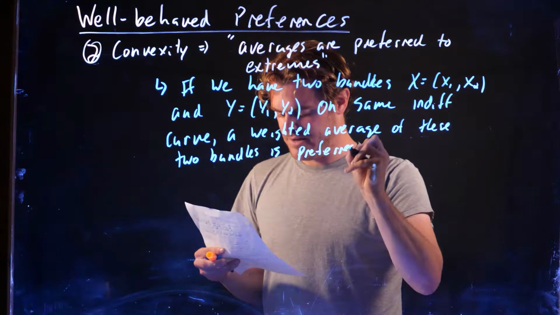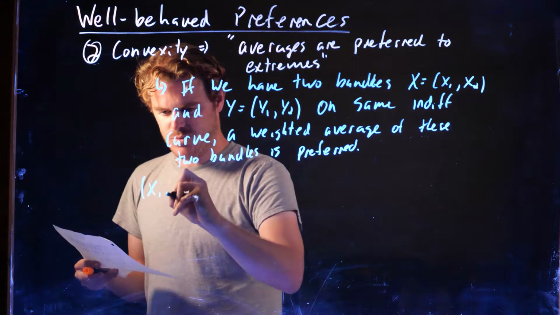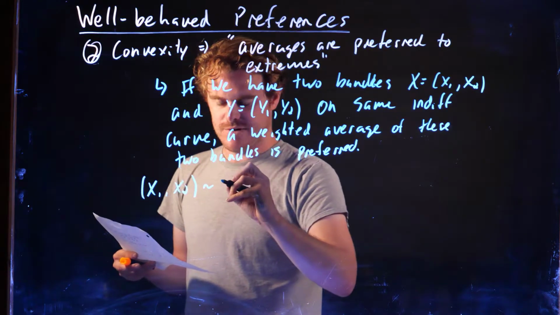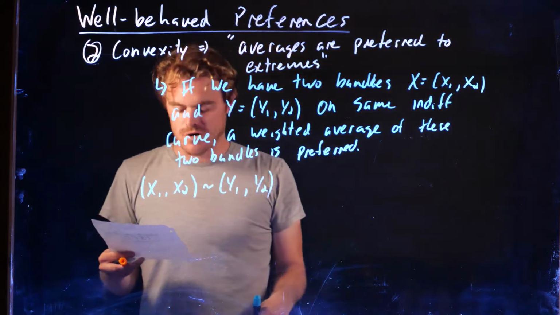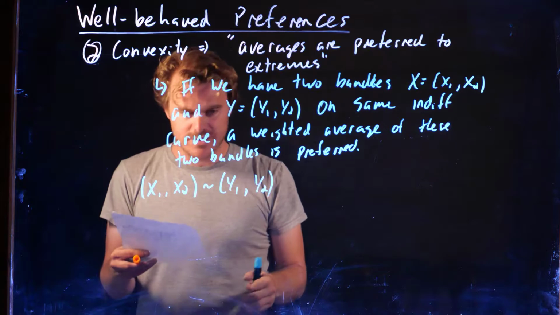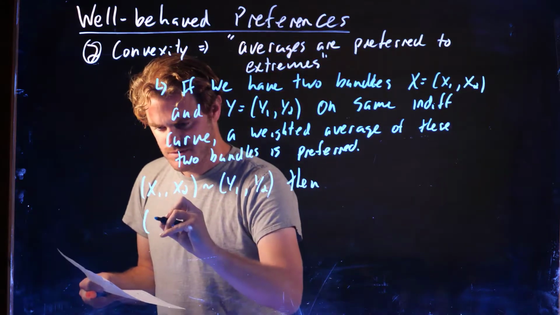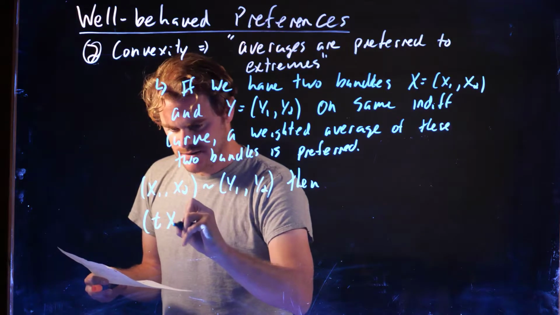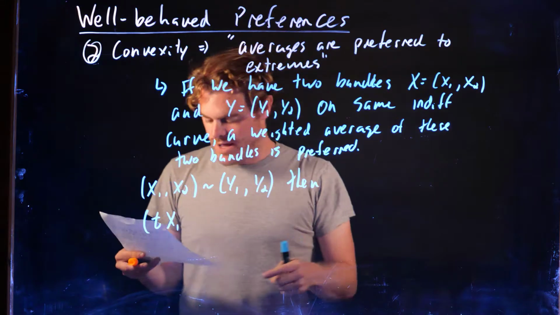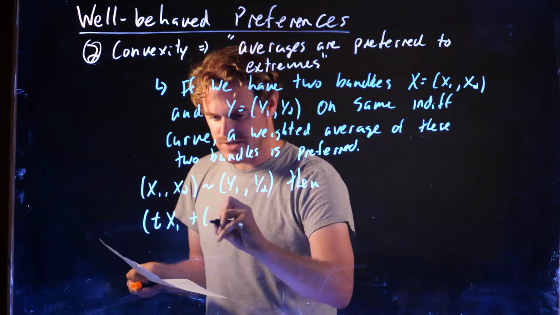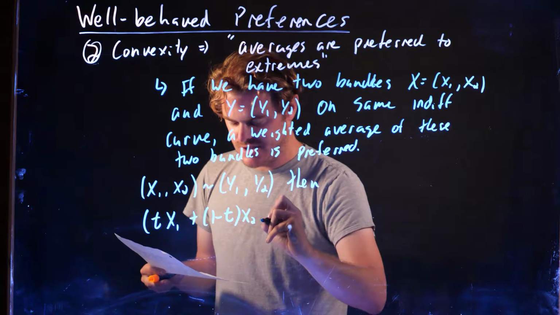So mathematically, what that would say is x1, x2 is indifferent to y1, y2 because they're on the same indifference curve, right? So we're indifferent between these two bundles. Then a weighted average. So we're going to weight it by t, where t is between 0 and 1. t times x1 plus 1 minus t times x2.